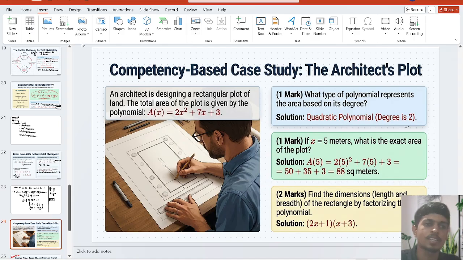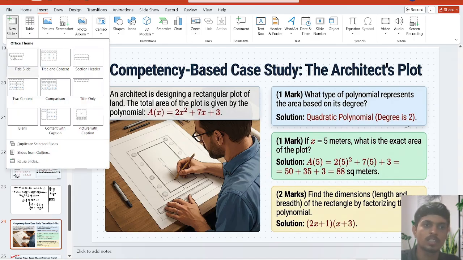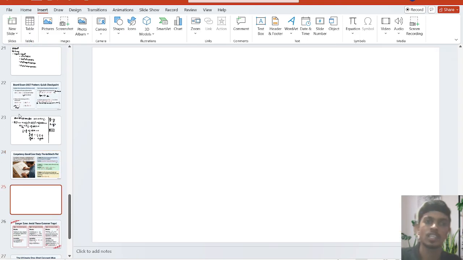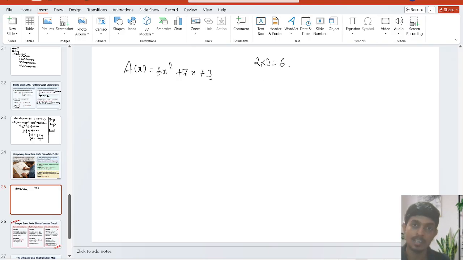2x square plus 7x plus 3. How to factorize it? I explain it. Suppose A(x) is equal to 2x square plus 7x plus 3. In order to factorize it, the coefficient of x square is equal to 2 and the constant term is equal to 3. So 2 into 3 is equal to 6. You have to factorize 6 such that the sum of its factors is equal to 7. So now 6 can be factorized as 6 into 1, and 6 plus 1 you get 7.